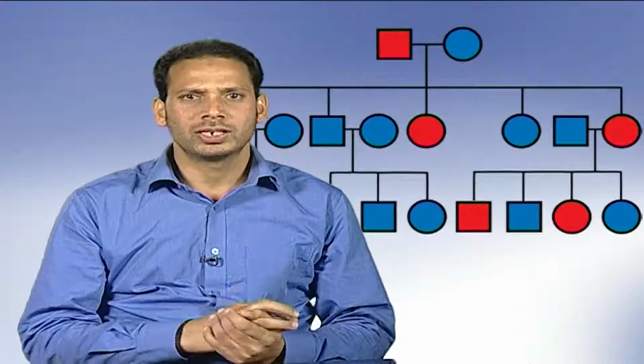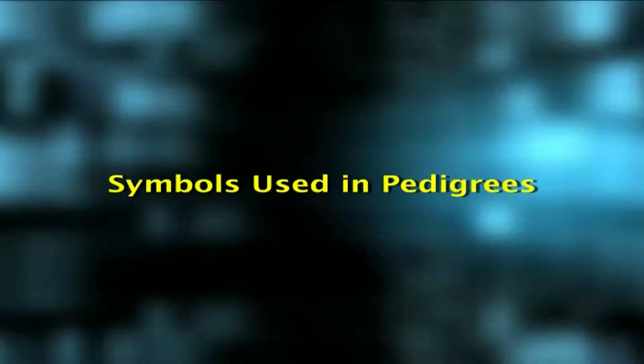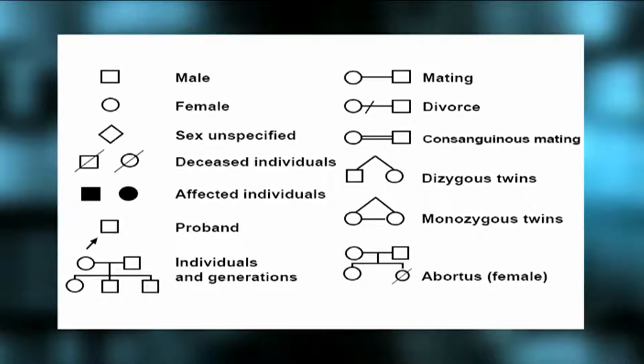Before going into detail, let's have a cursory look at the symbols that are usually used in pedigree analysis. The symbols commonly used in pedigree are: males in pedigree are represented by squares, females by circles. A horizontal line drawn between two symbols represents a mating between a man and a woman. Children are connected to their parents by vertical lines extending downward from their parents.